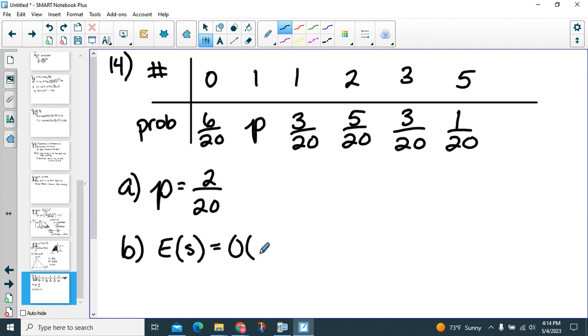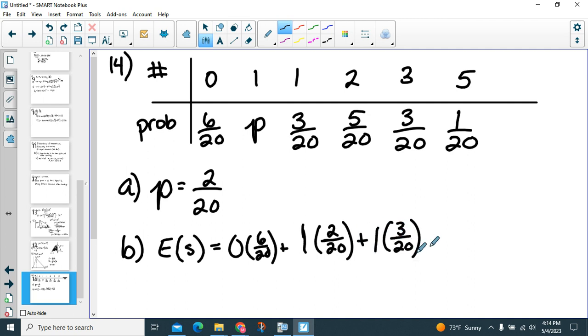So you would have 0 times 6 over 20 plus 1 times 2 over 20 plus 1 times 3 over 20, plus 2 times 5 over 20 plus 3 times 3 over 20 plus 5 times 1 over 20. I won't write all of those down, but you simply plug that into your calculator and you get 1.45 as the expected value.